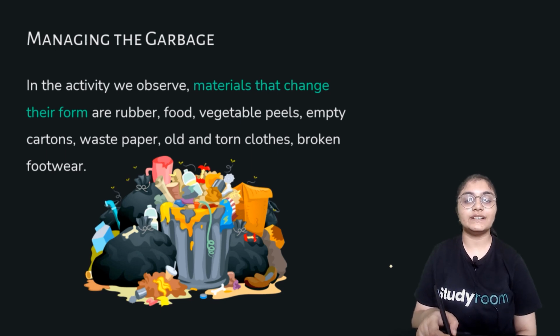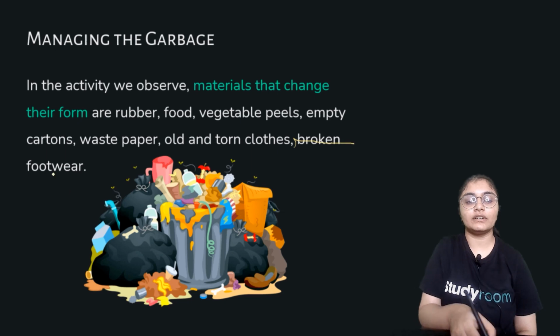rubber, food, vegetable peels, empty cartons, waste papers, old and torn cloths. Okay, so these things actually change their forms. So why do they change their forms? This is wrong. Broken footwear does not change their form. It was not mentioned. Okay, so all these rubber, food, vegetable peels, empty cartons, waste paper, old and torn cloths.